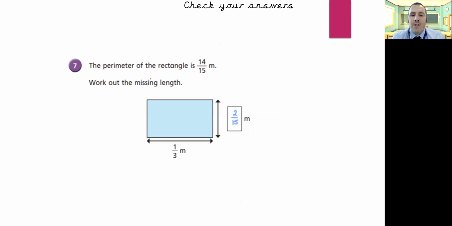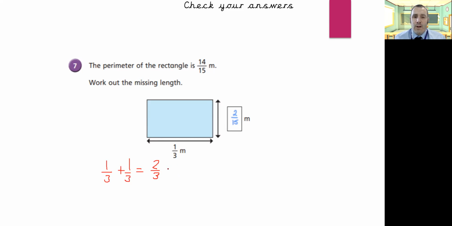So perimeter, we add all the sides together. So to do that, we know the overall is 14/15. There's 1 or 2 ways of doing that. I'm going to do it the way that works for me. So I know this side here, the long side that I've got the measurement for, is the same length as that. So I'm going to start off by doing 1/3 plus 1/3. So I've got my 2 long sides. That gives me 2/3.